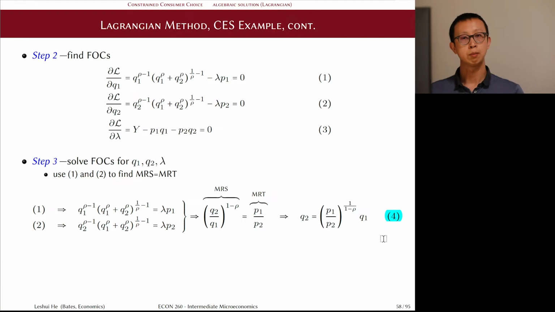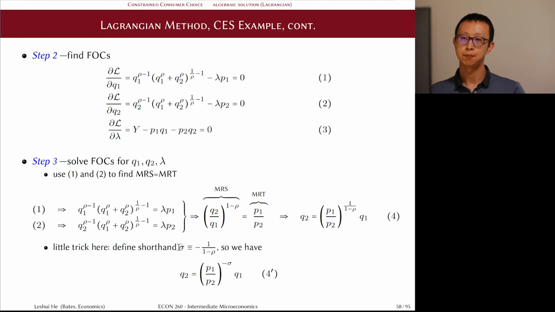So from here, we can proceed and solve the problem by directly plugging 4 into 3 and solving for Q1 star. But after repeated work on this function, economists realize that the job can be simplified if we wrap this power of 1 over 1 minus rho into one entire package. And we're going to call this package sigma. In fact, we're going to throw on a negative sign as well to this package. So instead of writing this package as sigma, we're going to write it as minus sigma.